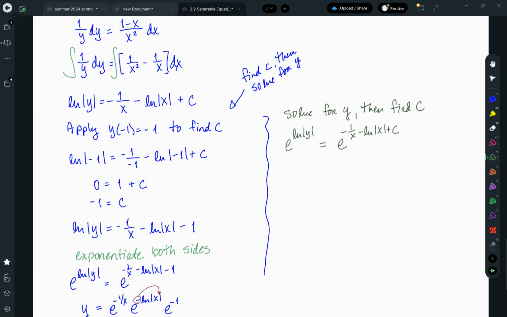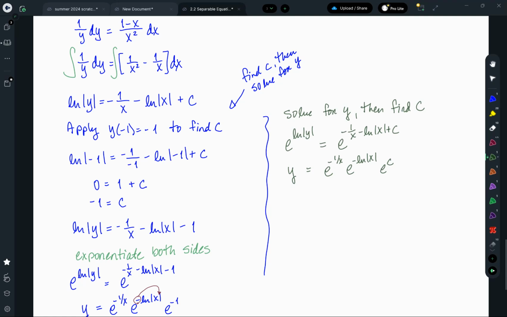Okay, so I exponentiate both sides. On the left, I'm left with just y. On the right, I rewrite with e bases. I get e to the negative 1 over x, e to the negative ln of the absolute value of x, and e to the c.